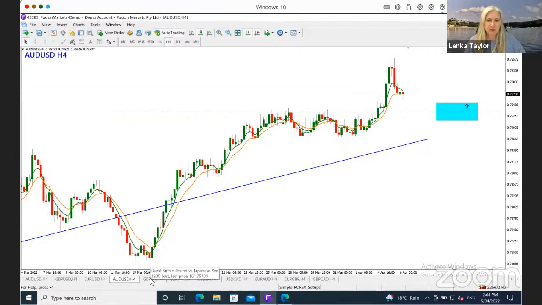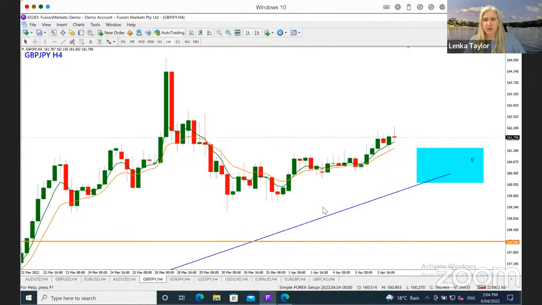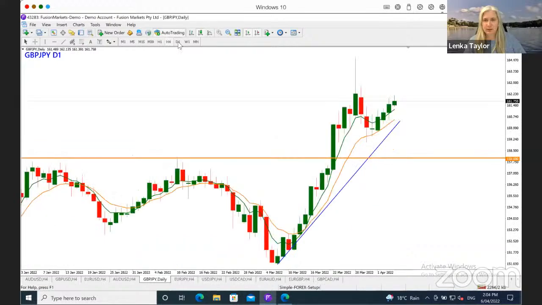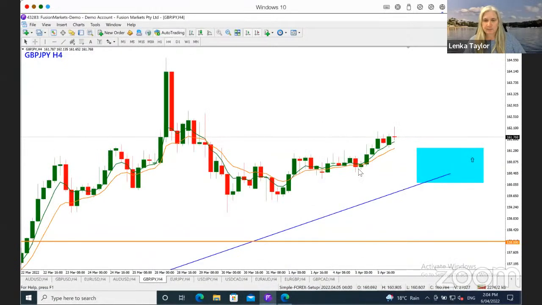Next currency pair I'm looking at is GBPJPY. GBPJPY also still looking at long here. So we're still in that upward pattern. If there is a pullback, possibly down to, let's say, this level here would be good, or at the top here as well is probably okay. Down there, and then looking for a reversal and looking for long.